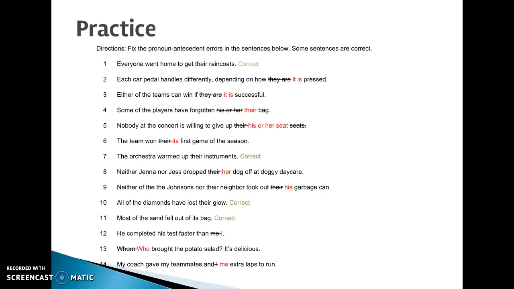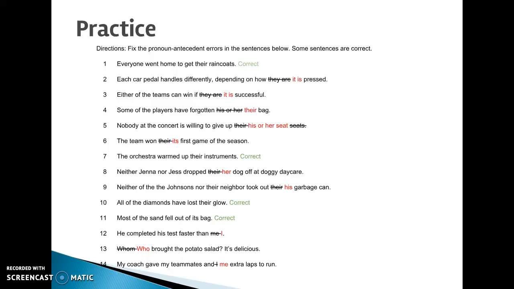Some of the players have forgotten their bag. So it looks like there's only one bag that we're referring to. And some of the players, remember, some can go kind of back and forth depending on what it's modifying. Here it's modifying players, which is plural. So even though there's just one bag, players uses their.